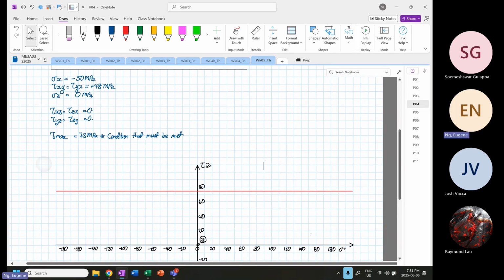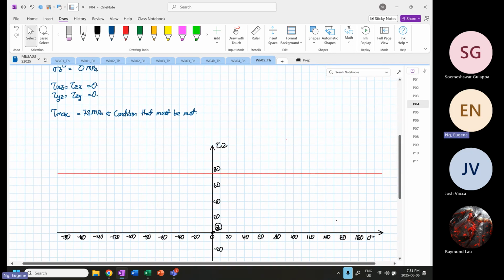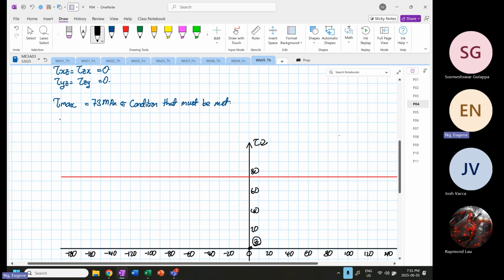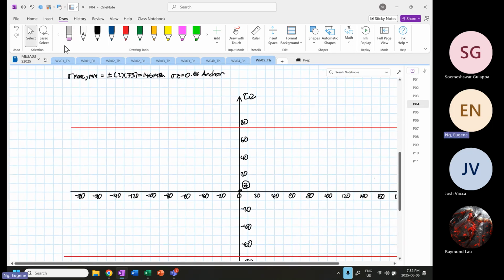Now, knowing that point Z is equal to 0, and the maximum radius is 73, we are also aware that the stress max and mean will be equal to twice 73, or plus minus twice 73. So this will be equal to 146 megapascal. This is because stress Z is equal to 0, so stress Z equal to 0 is like our anchor. So now I'm going to sketch in 146.